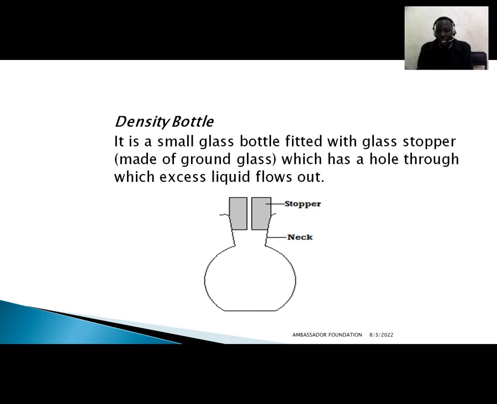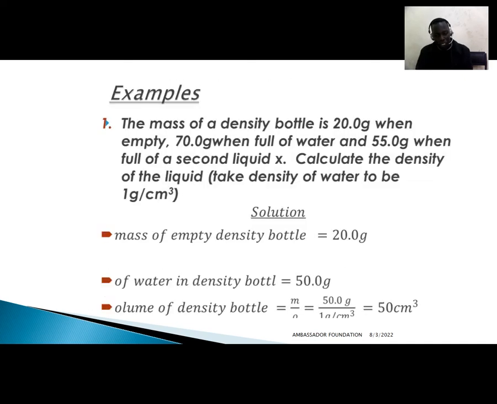Now we are okay. When we fill it with another liquid, our issue is just to measure its mass. After getting the mass, we subtract the empty density bottle. From there, we get the density of the liquid using mass over volume. Look at this example now. Let's follow it fully.